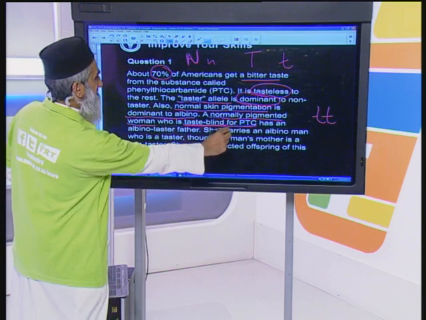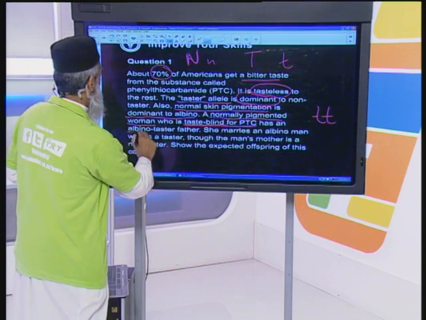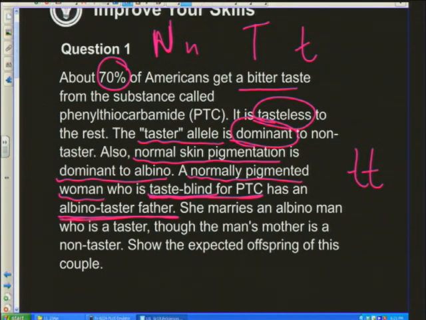And a woman who is taste blind for PTC has an albino taster father. Now, if the father was an albino and he was a taster, we need to start asking a question. Let's use the letters A and a. Capital A for normal and small a for albino. Now, the father was small a, and he was a taster, so he had to have a capital T.